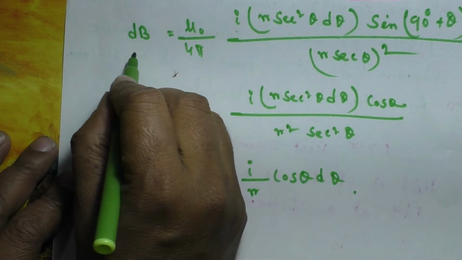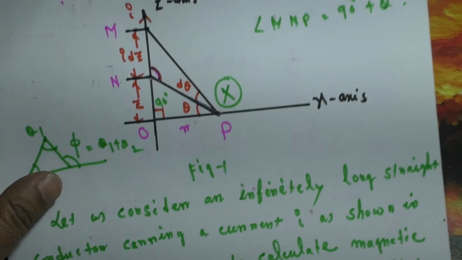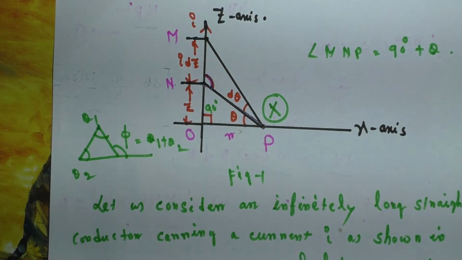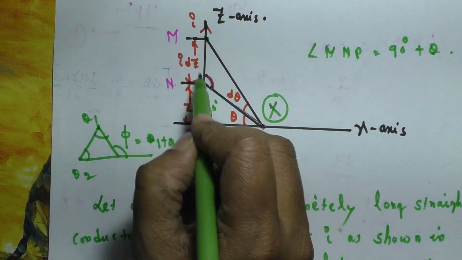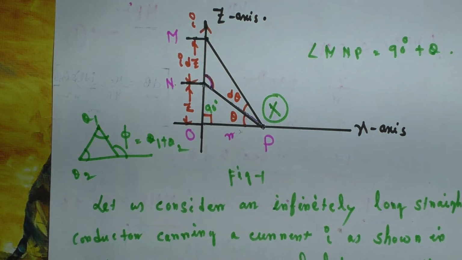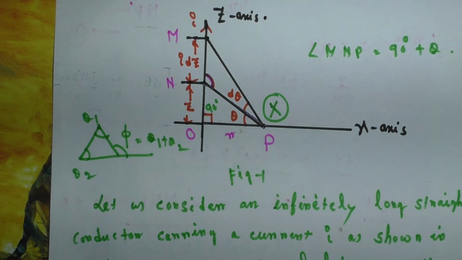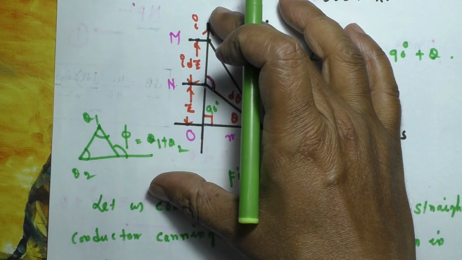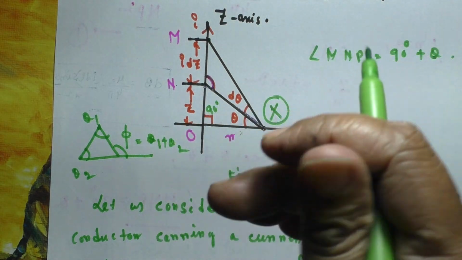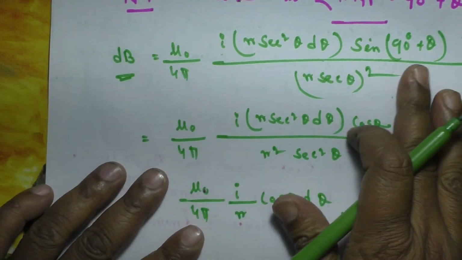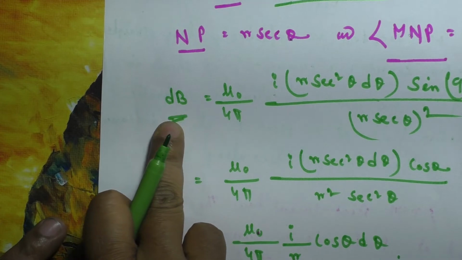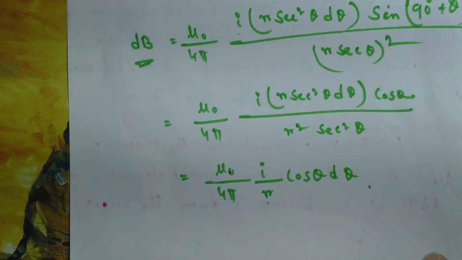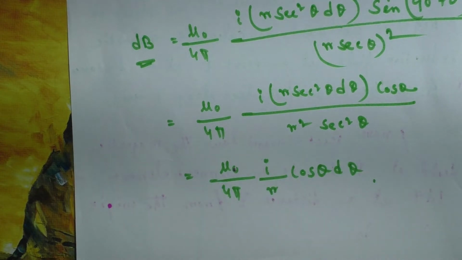This dB is magnetic field at point P due to the current element I dz. It is a very small part of the infinitely long straight conductor. So if we want to calculate magnetic field at point P due to infinitely long straight conductor, then we have to integrate this equation, integrate dB, and we will get the total magnetic field.